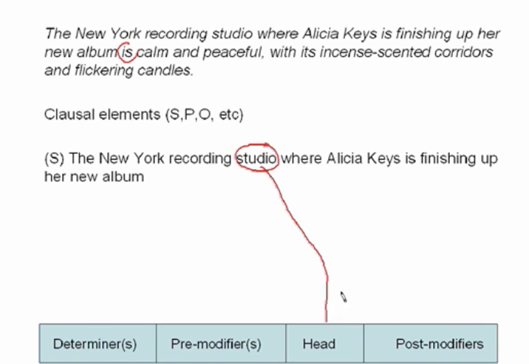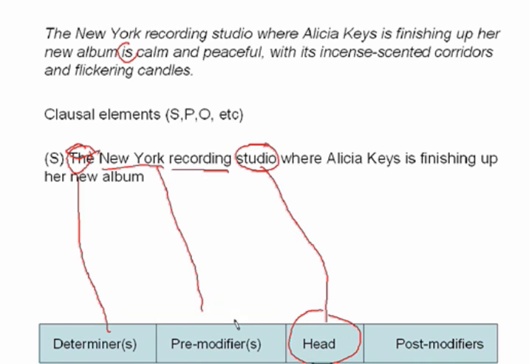This is the head. And if this is the head, what comes before it? Well, there are three words, and the is a determiner, and the New York studio, it could have been the London studio, or the recording studio, it could have been the production studio. Both of these words are pre-modifiers, and this tells you more about the studio. It's the studio where Alicia Keys is finishing up a new album, not the studio where Sting is finishing his. So this tells you more about this particular studio. So the remainder here, from here to here, all of this is the post-modifier.